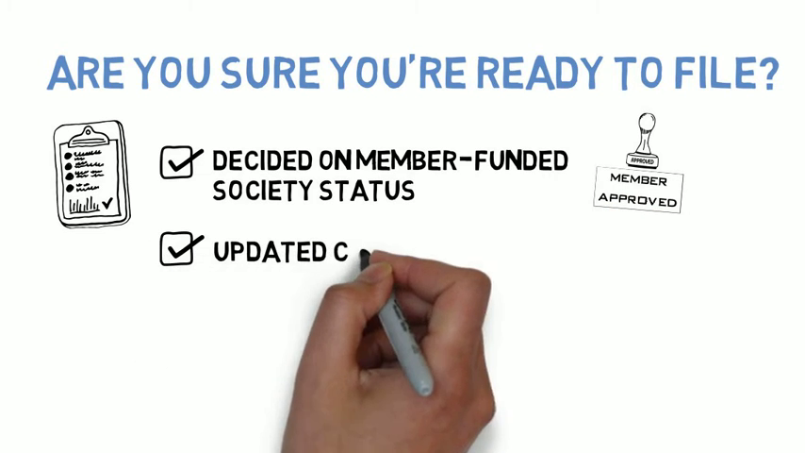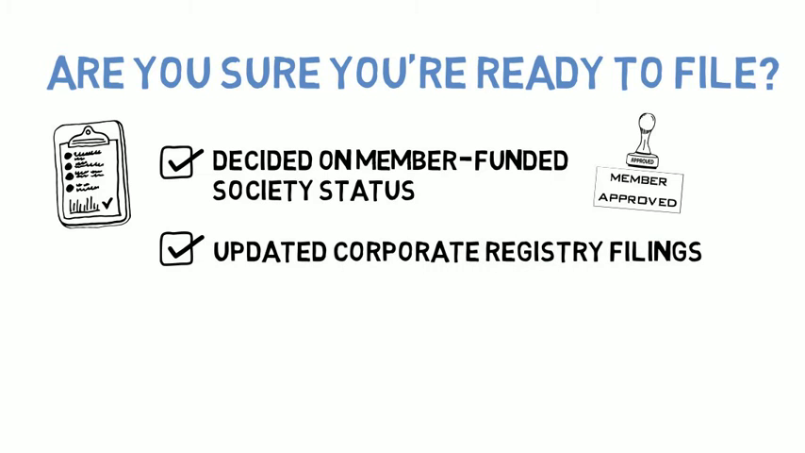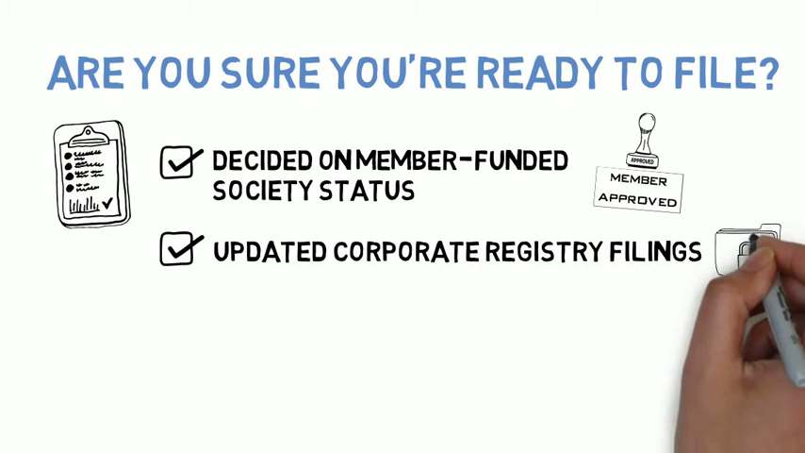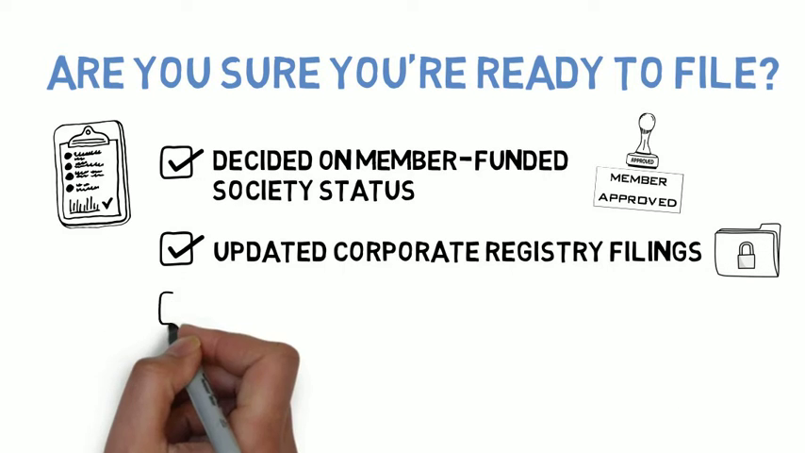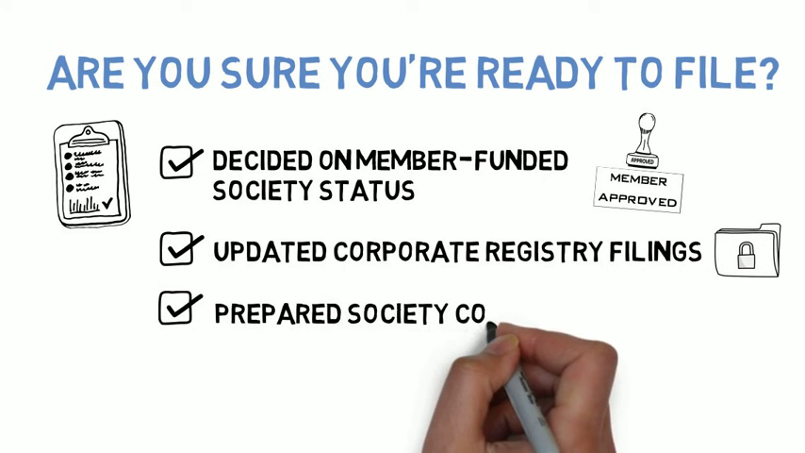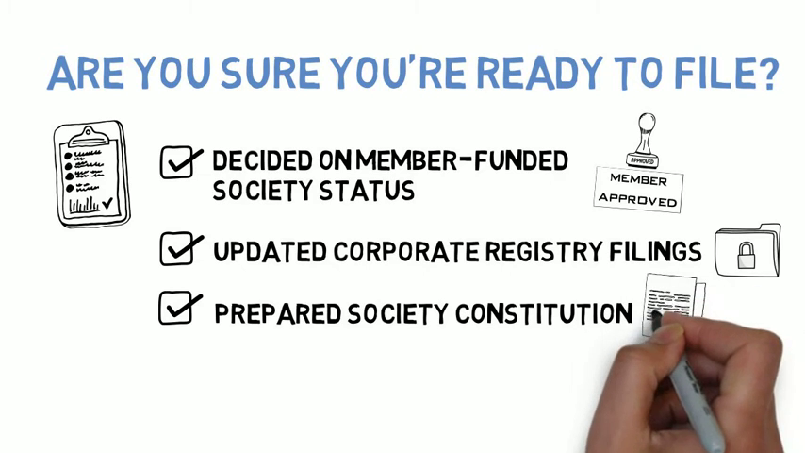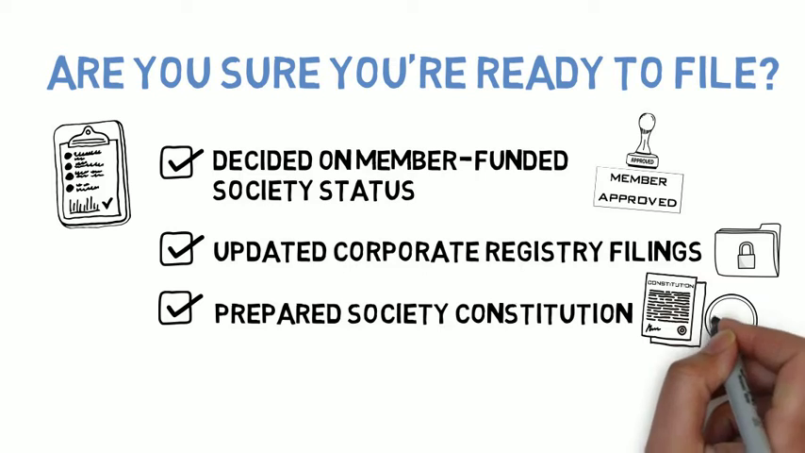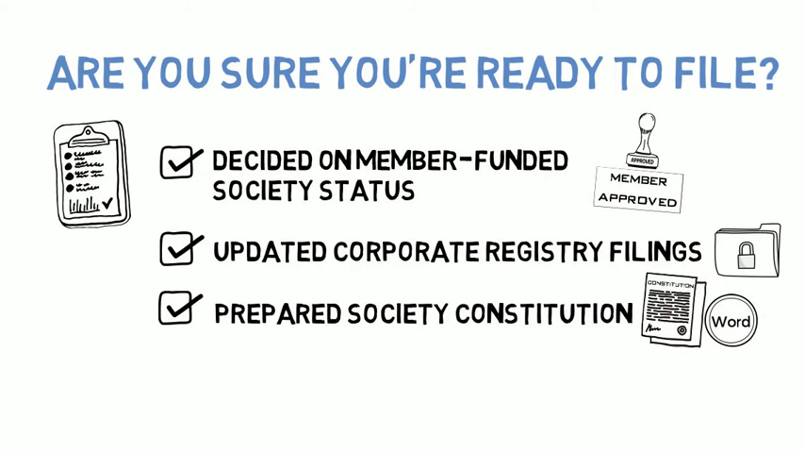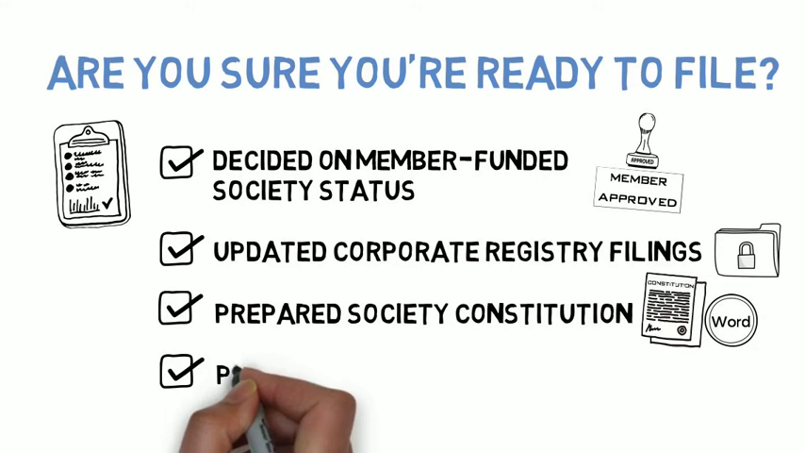You brought the society up to date in its corporate registry filings. The latest annual report is filed, and you confirm that the registry office and director information is up to date. You have in hand the society's constitution, rearranged as required by the corporate registry, in an electronic format that can be copied and pasted, such as a word processing document.